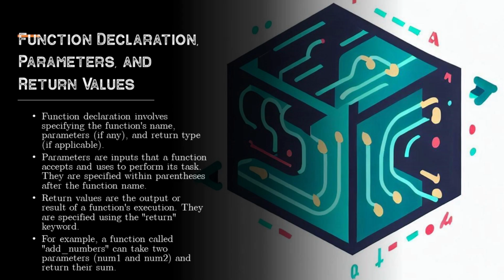Function declaration, parameters, and return values. When declaring a function, we specify its name, parameters, and return type. Parameters are variables that hold values passed to the function when it is called. They allow us to customize the behavior of the function based on different inputs. Return values are the results or output produced by the function after performing its operations. They allow functions to communicate and pass data back to the calling code.